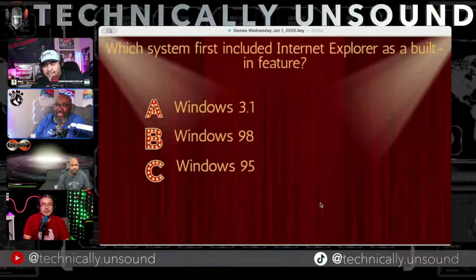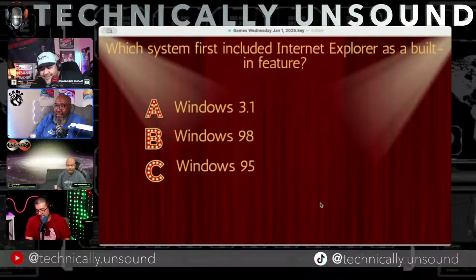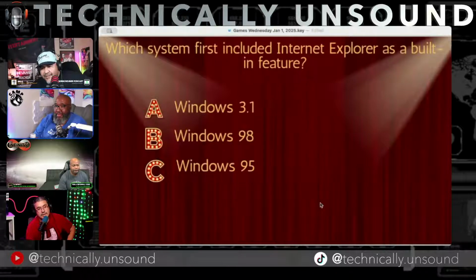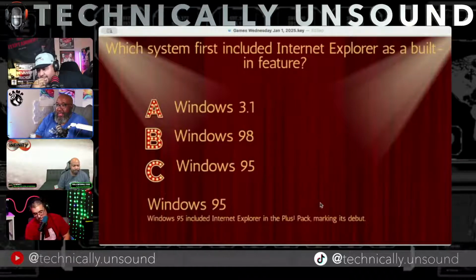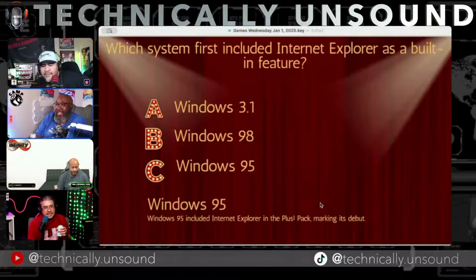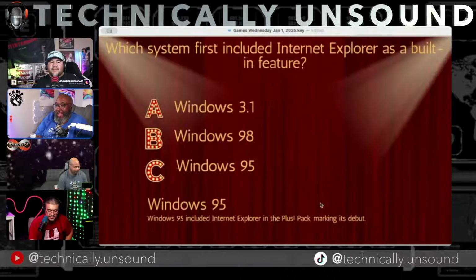Two and two. Which system first included Internet Explorer as a built-in feature? Question mark. Ooh, IE? C or B? Lou Cipher says 95. Yeah, oh, in the Plus Pack. Now I remember the Plus Pack. Yep, it was a whole second CD, or if you still had it on floppies, it was another 8 floppies.